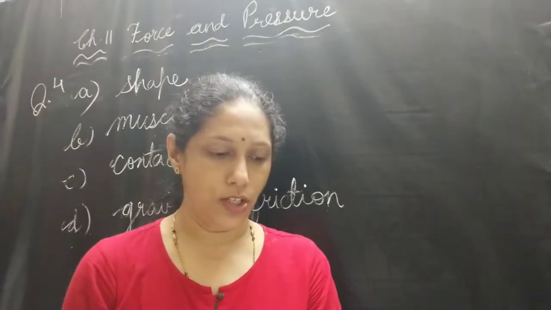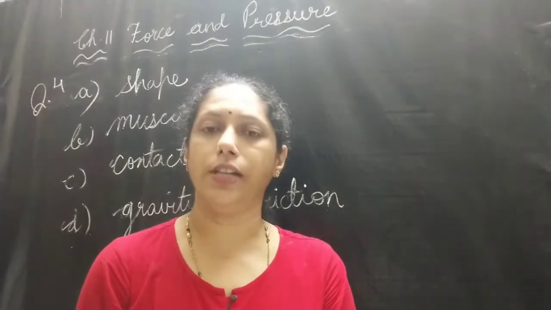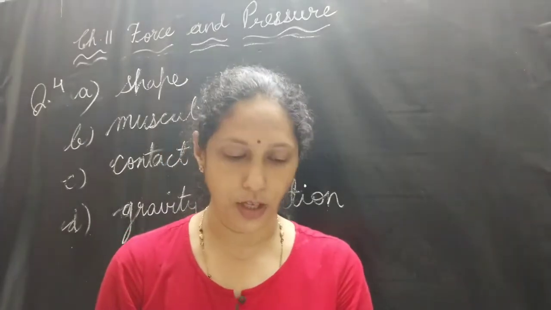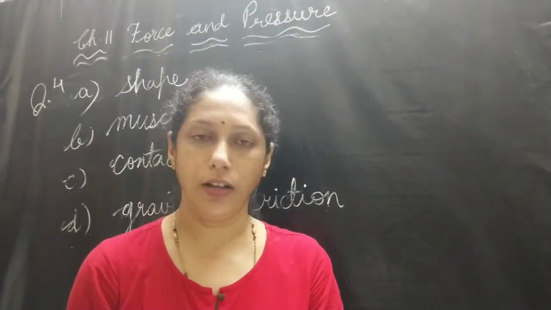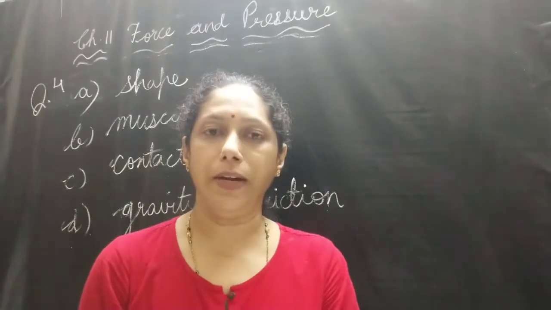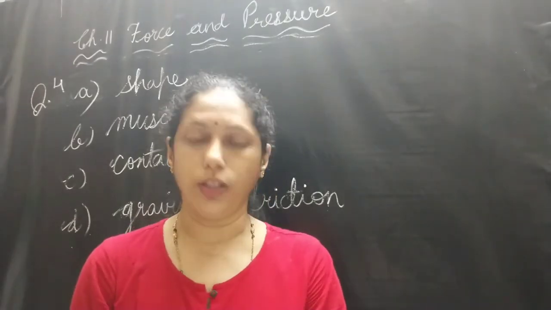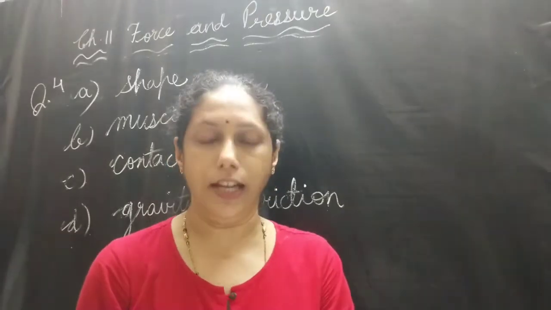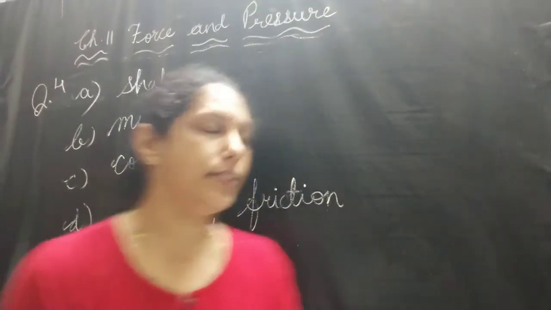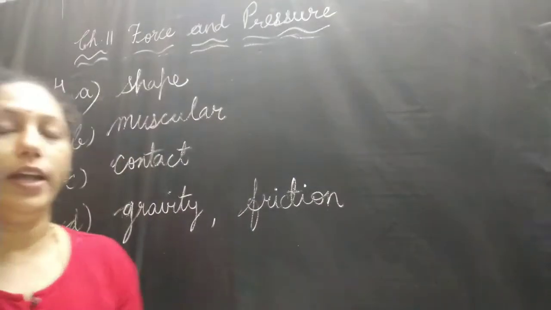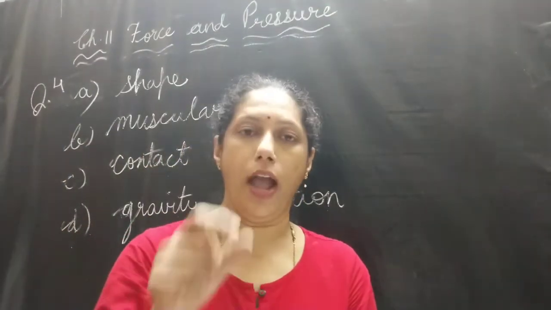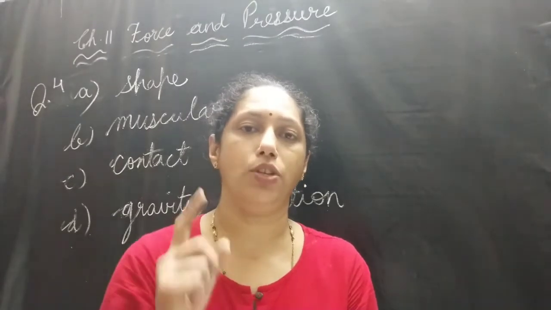Based on this information, fill up the gaps in the following statements using the following terms. Here the terms are given. Using the terms, we have to fill in the gaps. The first statement is, to stretch the bow, the archer applies a force that causes a change in its dash. The answer is shape. When the archer is applying force on the bow and stretching it, at that time the shape of the bow is changing.